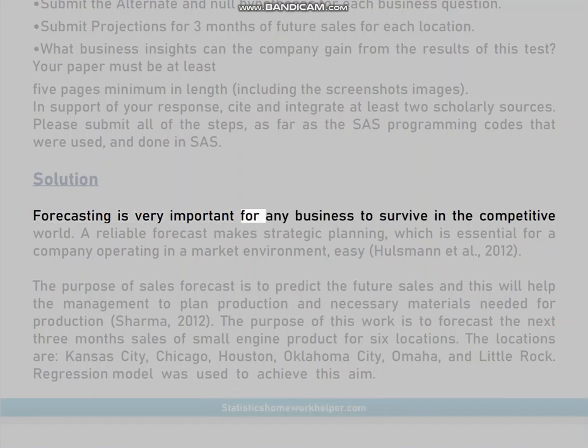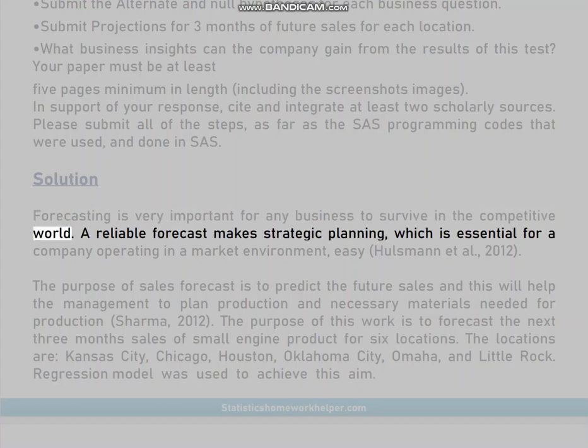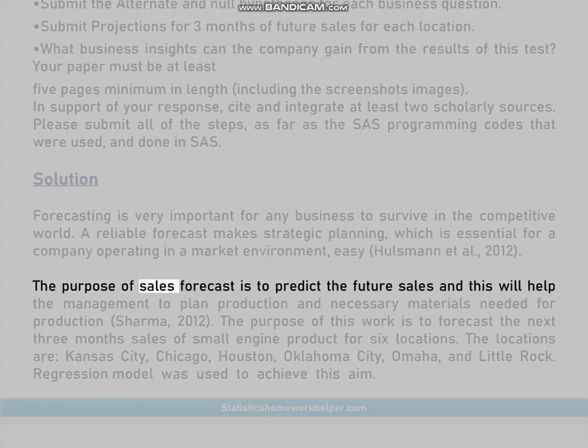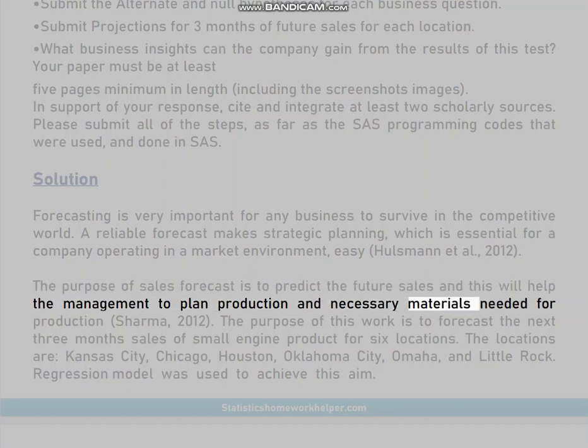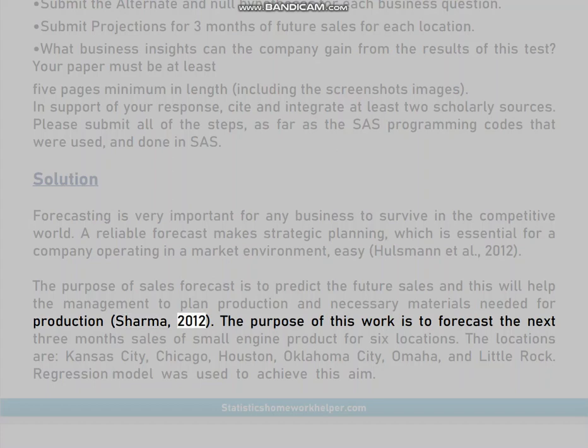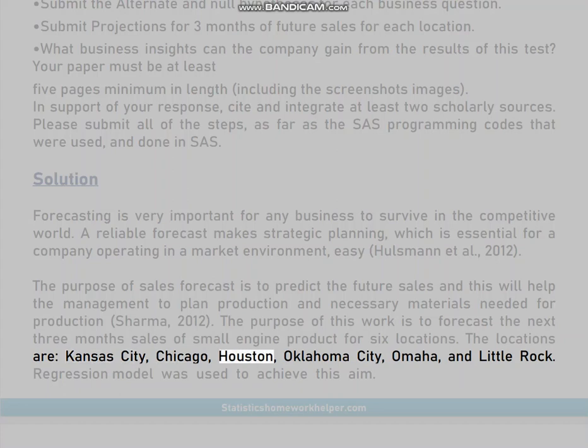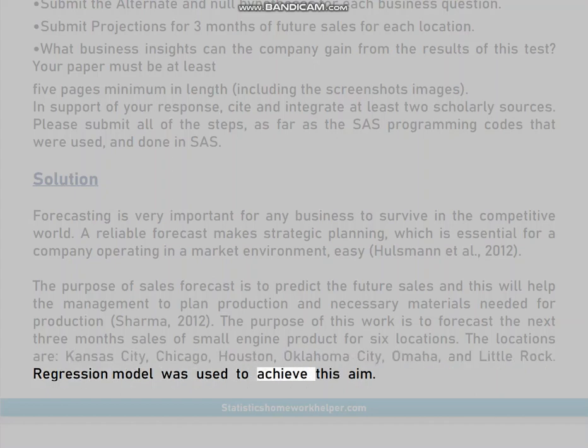Forecasting is very important for any business to survive in the competitive world. A reliable forecast makes strategic planning, which is essential for a company operating in a market environment, easy (Holzman et al., 2012). The purpose of sales forecast is to predict the future sales, and this will help the management to plan production and necessary materials needed for production (Sharma, 2012). The purpose of this work is to forecast the next 3 months' sales of small engine product for 6 locations. The locations are Kansas City, Chicago, Houston, Oklahoma City, Omaha, and Little Rock. Regression model was used to achieve this aim.